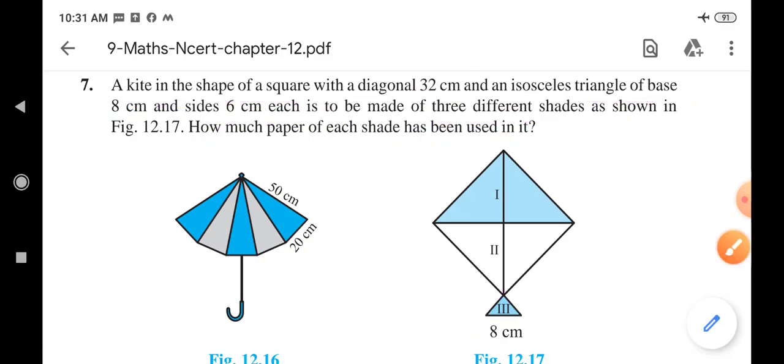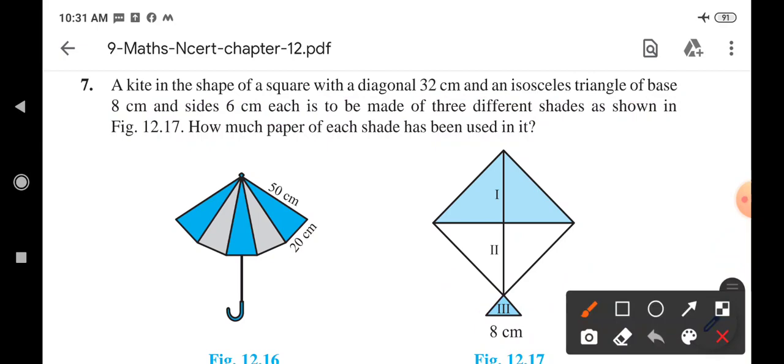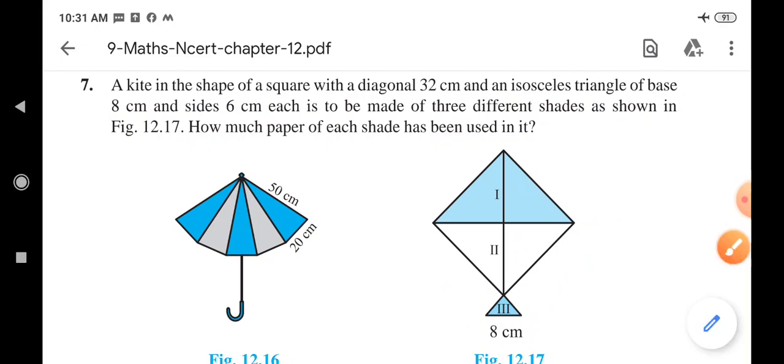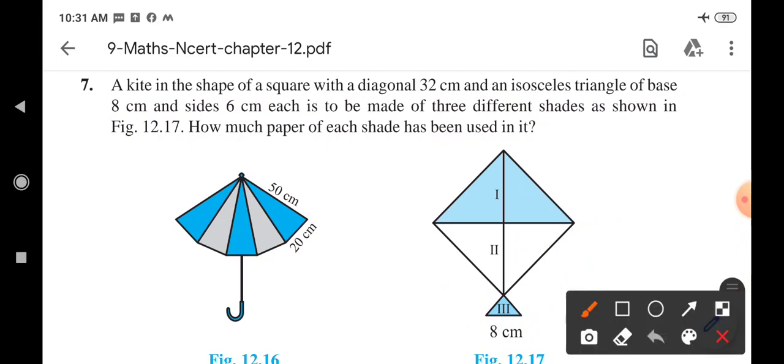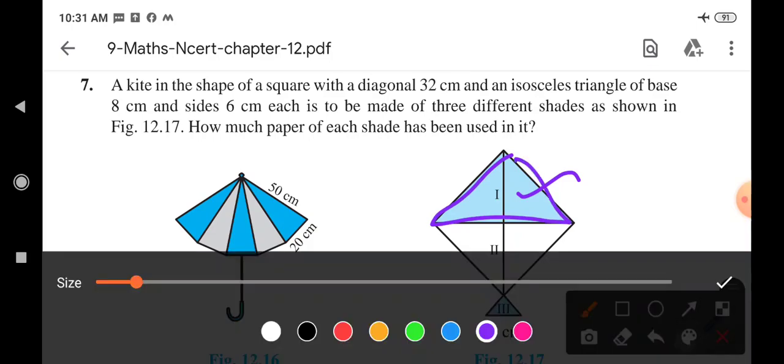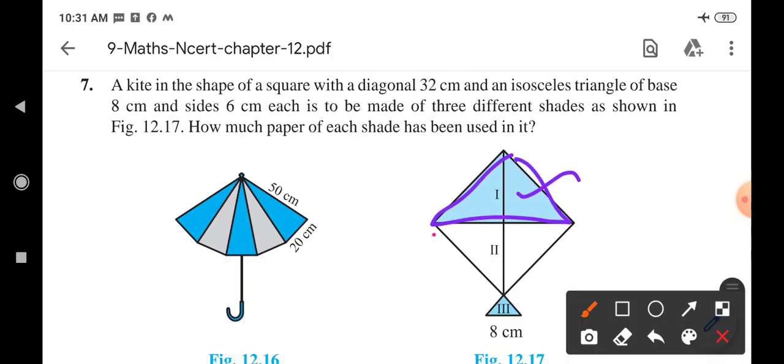You can see that this kite is made up of three types of paper. This is the upper one, this is the second one, and this is the third one. We have to find out the area of each colored paper. First, we will find out the area of these three triangles: the first one, the second one, and the last, third one.